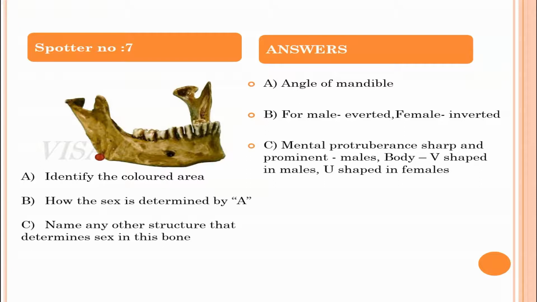Spotter number 7. The colored area is angle of mandible. For male, it is everted, and for female, it is inverted. And the other structure for the determination of sex, mental protuberance, it is sharp and prominent in males, whereas in females, it will be blunt and round shaped. The body of the mandible is V-shaped in males and it is U-shaped in females. Even you can add another point, as the bigonial distance will be more for females and it will be less in males when compared to the females.